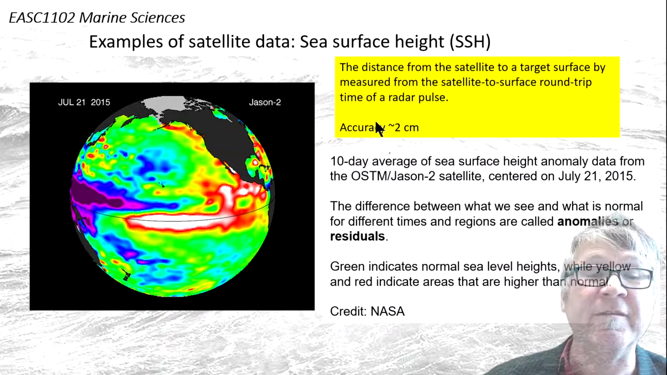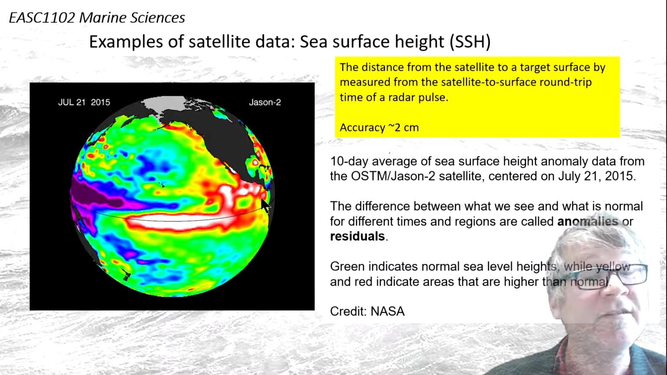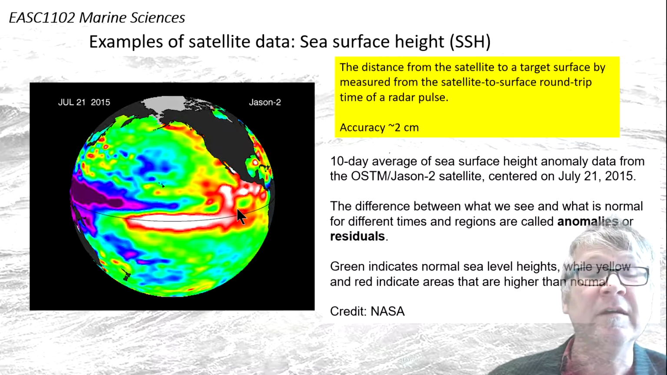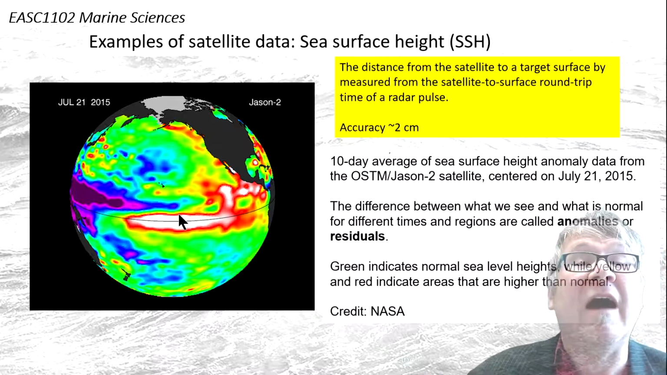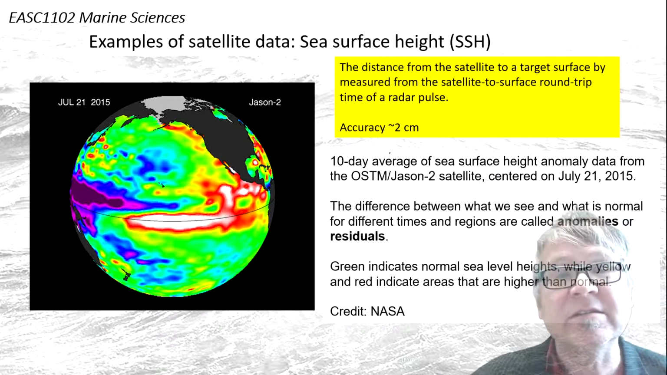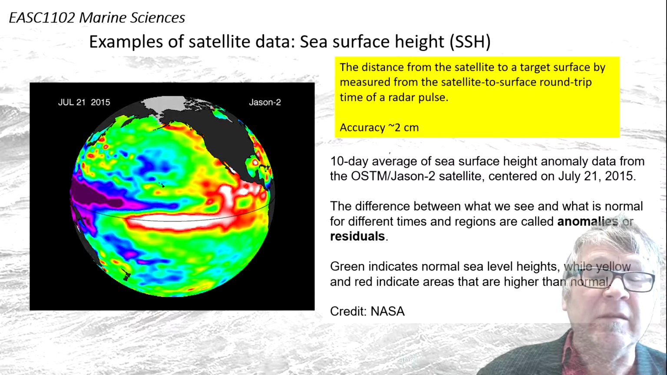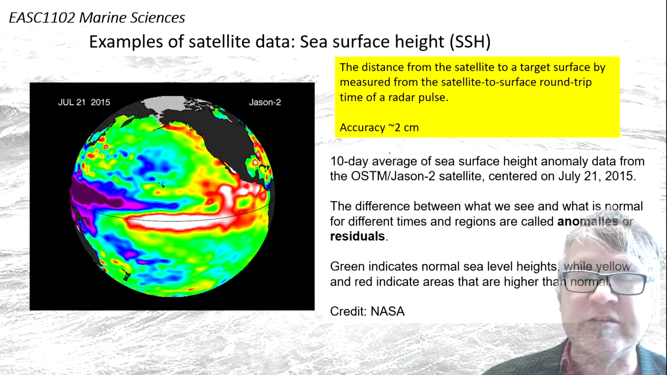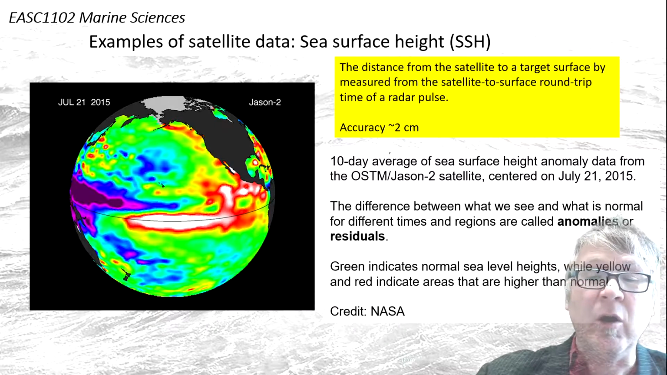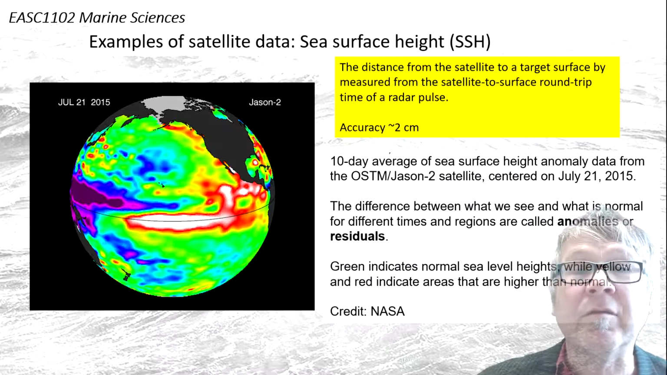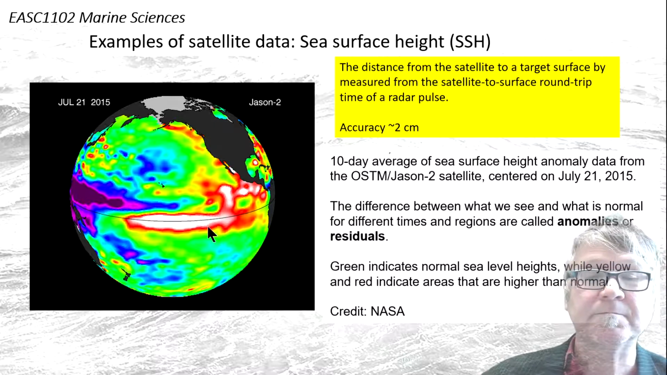It's a fascinating feature. This is a 10-day average of sea surface height anomaly data from the OSTM Jason-2 satellite. Okay? So what you see here are so-called anomalies, which is the difference between the observed signal and the average signal. So you can see only differences with respect to an average value.